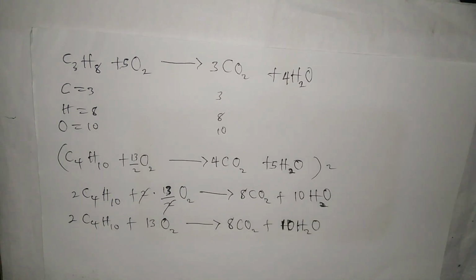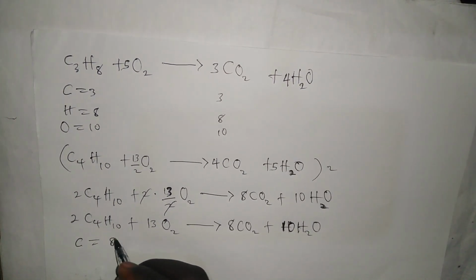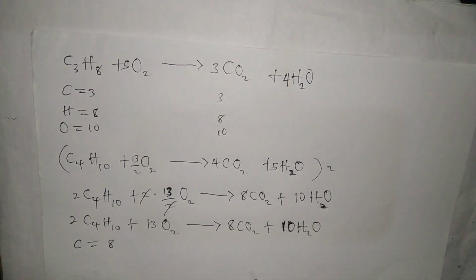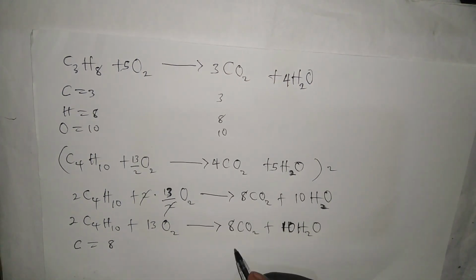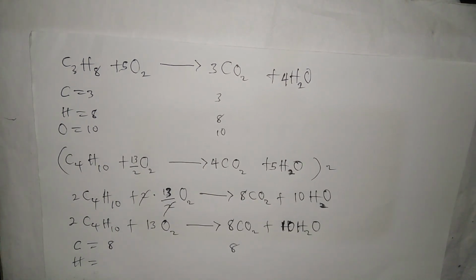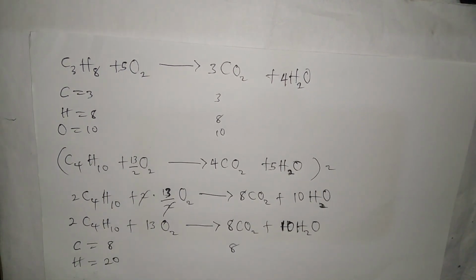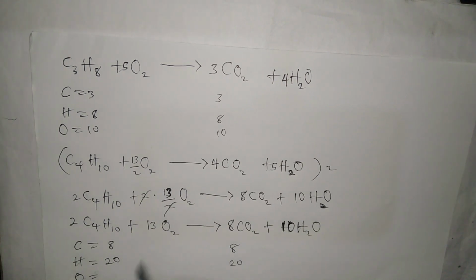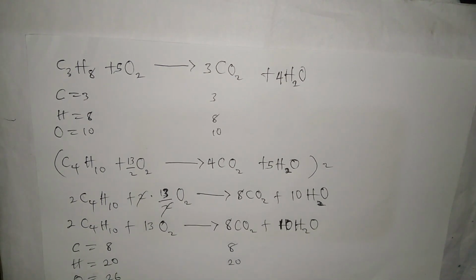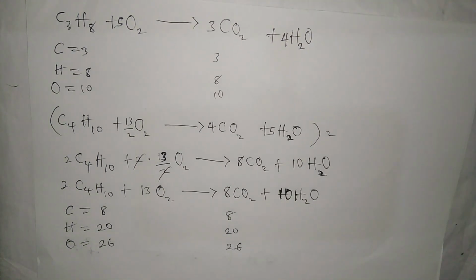Now let's be sure if our equation is balanced. For carbon, we have 8 carbon. 2 times 4 is 8. And for this other side of the equation, we have 8 carbon. Then for hydrogen, we have 20 hydrogen, 2 times 10. And then this other side of the equation, we also have 20 hydrogen. Then for oxygen, we have 26 this other side because 13 times 2. 8 times 2 is 16. 16 plus 10 is 26. So our equation is balanced.